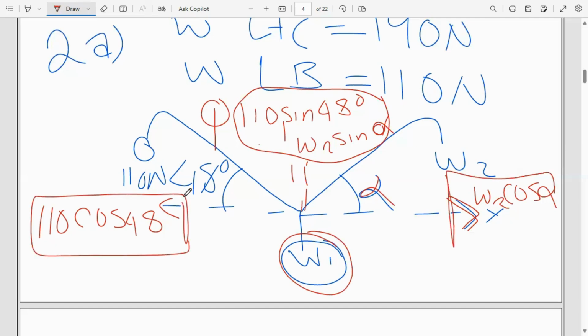We have that one and that one there. So what are we going to do? Newton's laws of motion. We've already learned about that. So let's now look at our forces in the respective axes.